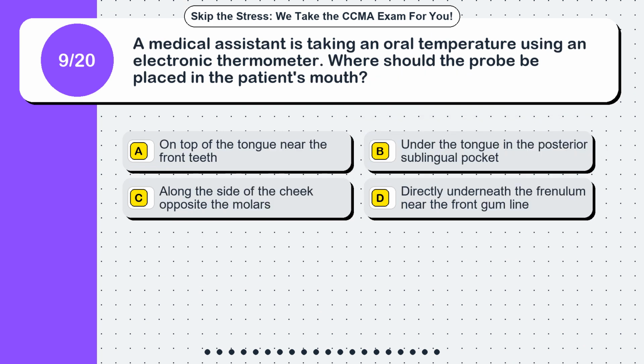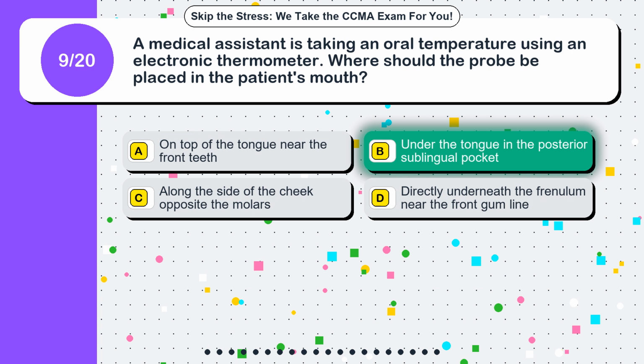Question 9. A medical assistant is taking an oral temperature using an electronic thermometer. Where should the probe be placed in the patient's mouth? Option A, on top of the tongue near the front teeth. Option B, under the tongue in the posterior sublingual pocket. Option C, along the side of the cheek opposite the molars. Option D, directly underneath the frenulum near the front gum line. The correct answer is option B, under the tongue in the posterior sublingual pocket.